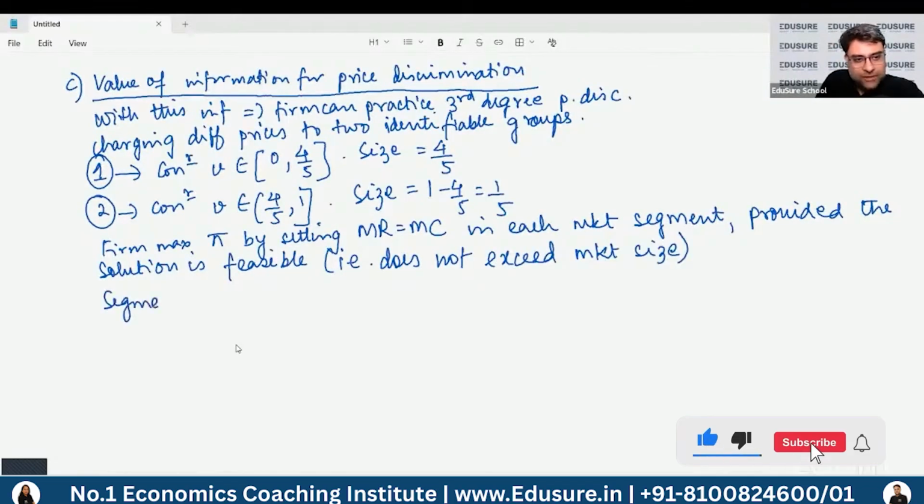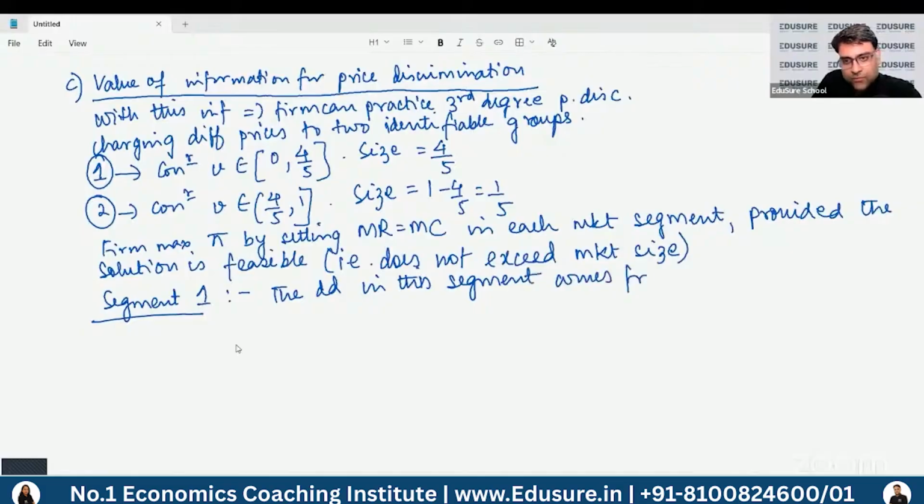The firm maximizes profit by setting MR equal to MC in each market segment, provided the solution is feasible, that is, it does not exceed the market size, obviously. So let's talk about the first segment, segment 1. The demand in this segment comes from consumers whose value is greater than the price being charged.